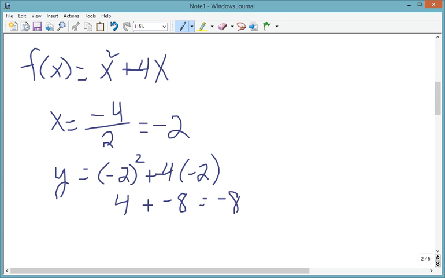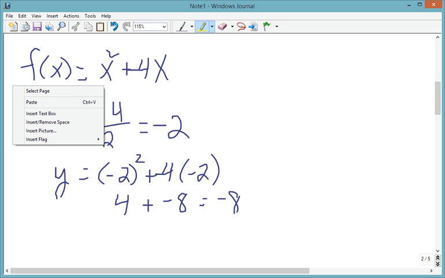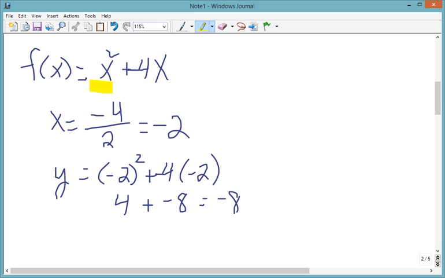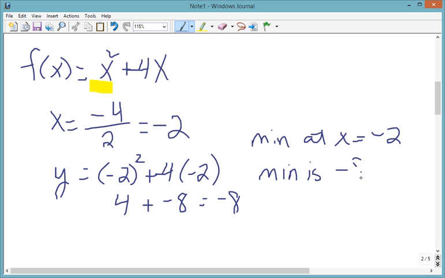Okay, so this function has a positive number at the beginning, so this opens up, so we're looking at a minimum. So there's a minimum at x equals negative 2, and the minimum is negative 8.